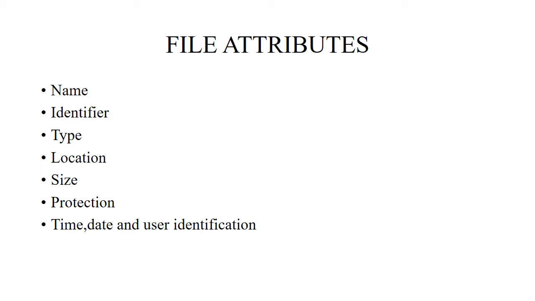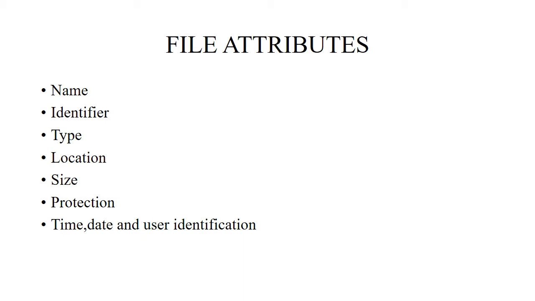Identifier is a unique tag or a number which identifies the file within the file system. The type of the file contains the information which is needed to support different types of file. Location contains a pointer to a device and to the location of the file on that device. Size is the current size of the file in bytes, words or blocks.